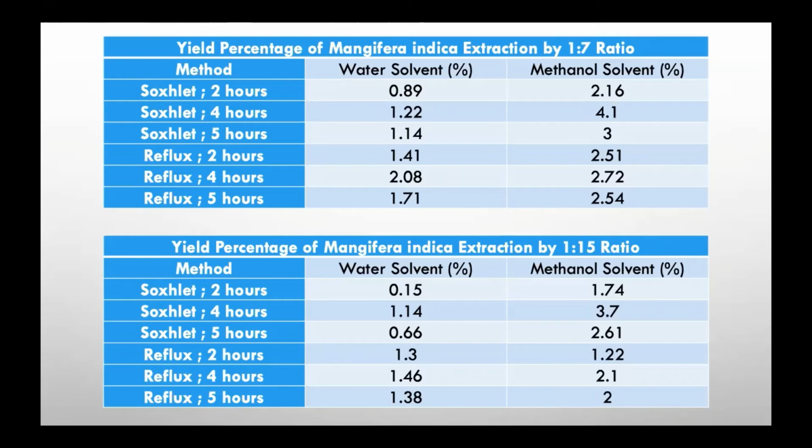According to literature, a similar polarity between material and solvent played a big role in the extraction success. This statement was proven by the yield percentage in these two tables, in which a higher yield resulted from using methanol solvent.